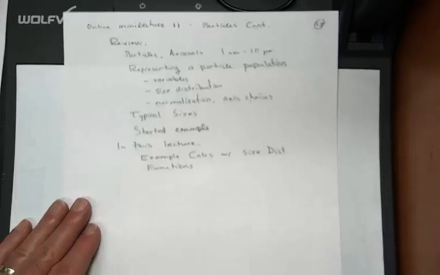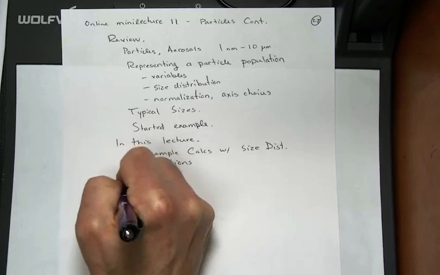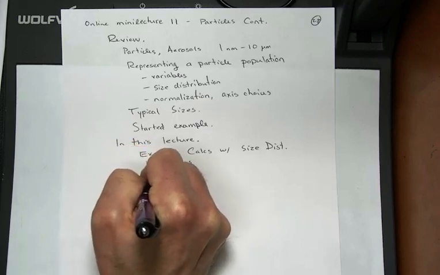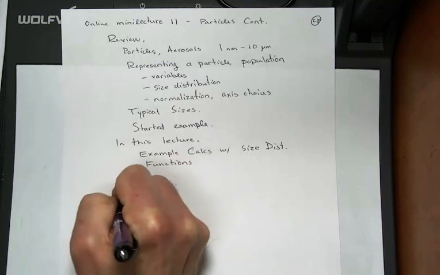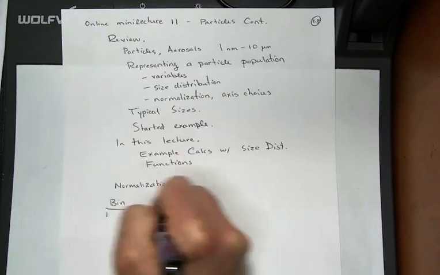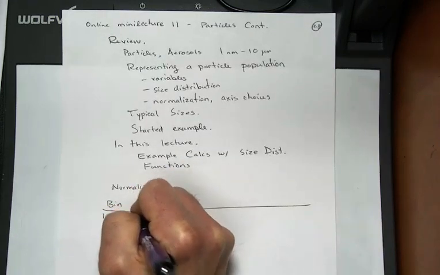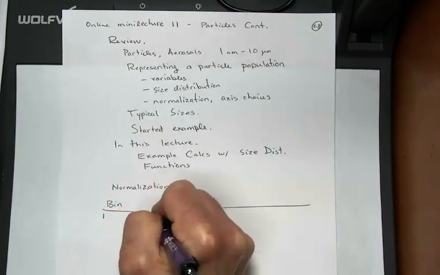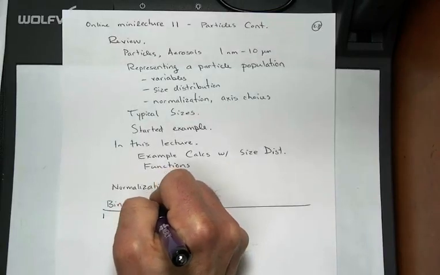So that was 28. So this is page 28 in my page numbering. So now let's try normalization. And so bin 1 was from 0.001 to 0.01 microns.